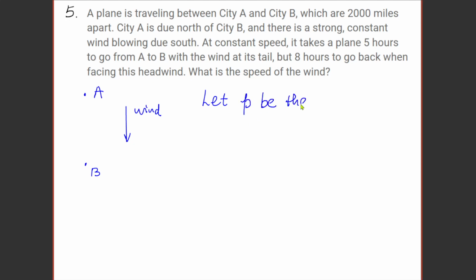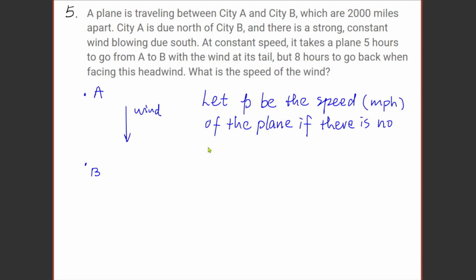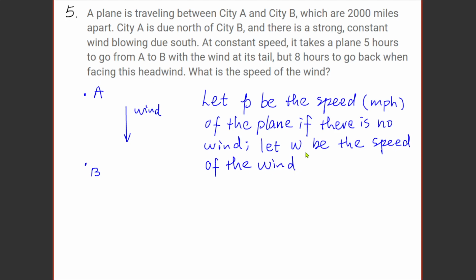be the speed, and the unit is miles per hour, of the plane if there is no wind. And we could also let W be the speed of the wind. And the unit is also miles per hour.